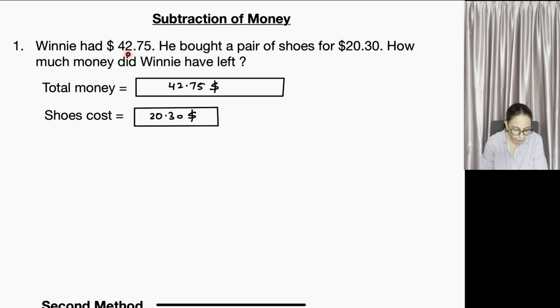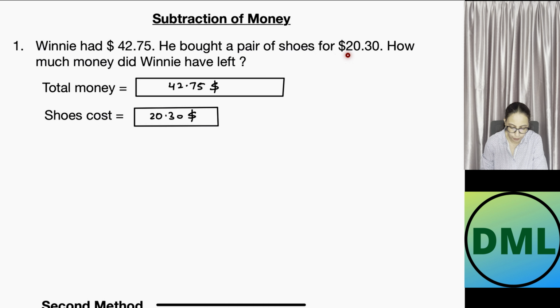Weenie had $42.75. He bought a pair of shoes for $20.30. How much money did Weenie have left? I need to find out the left money. First, we will see that Weenie had $42.75.